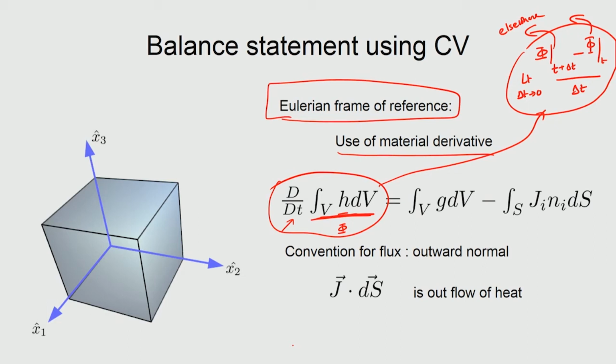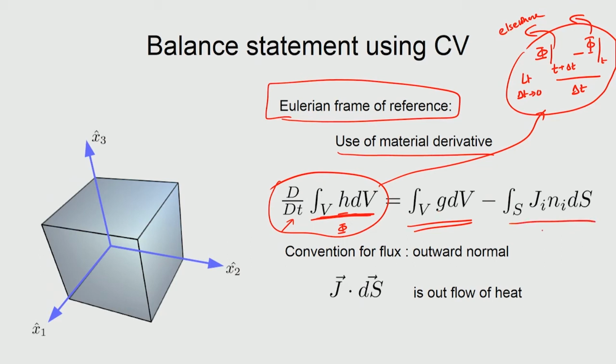Then we will be able to write the rate of change of enthalpy as the material derivative of this integral, and this integral is basically the enthalpy of the entire control volume, and that is equal to the volumetric heat generation. So, G is the rate of generation of heat, the rate of heat generation per unit volume, and that would be basically watt per meter cube, and then the influx of heat.